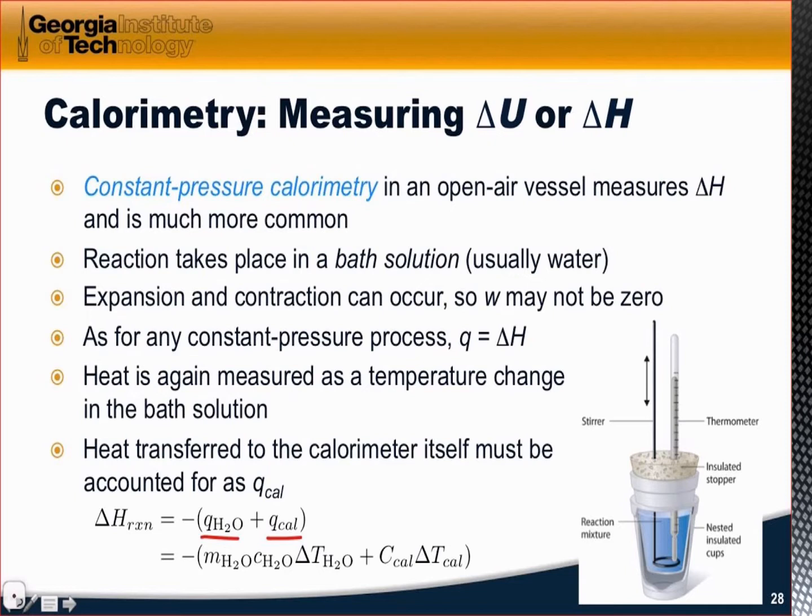Constant pressure calorimetry in an open vessel measures delta H, which is more common. This reaction takes place in a bath solution, so expansion and contraction can occur. So W may not be 0. For any constant pressure process, the heat is equal to delta H. The heat gained is measured as the temperature change in the bath solution. The heat transferred to the calorimeter itself is accounted for in the calculated heat.